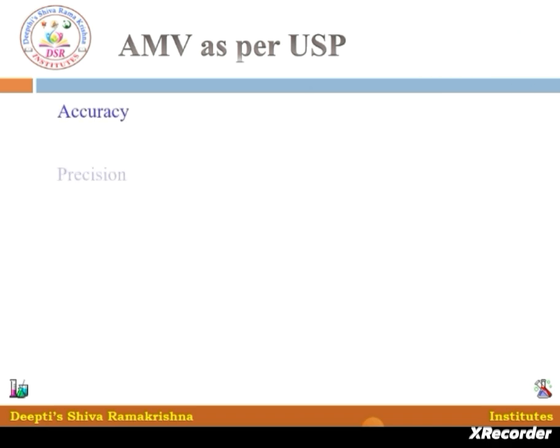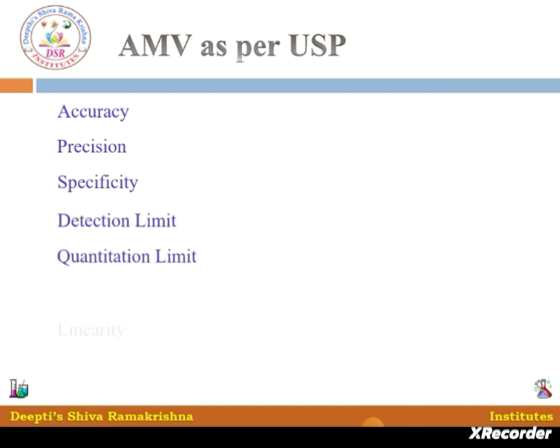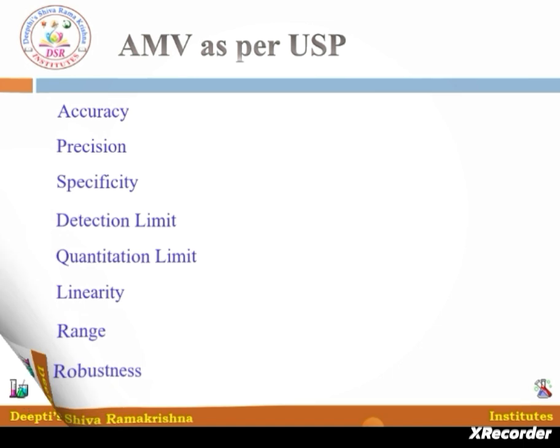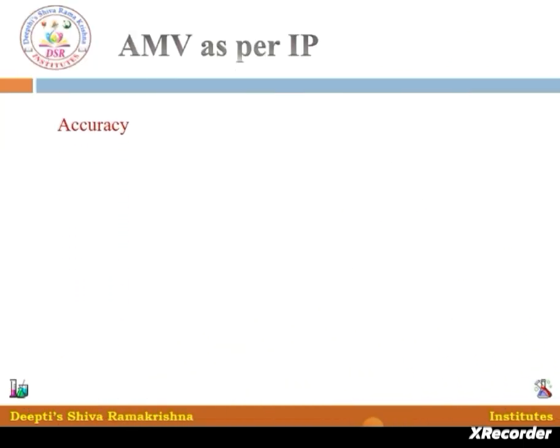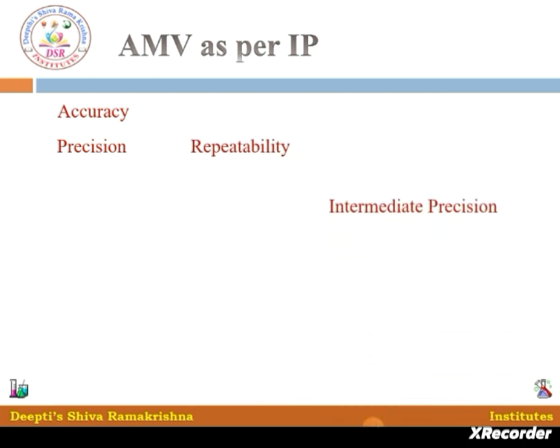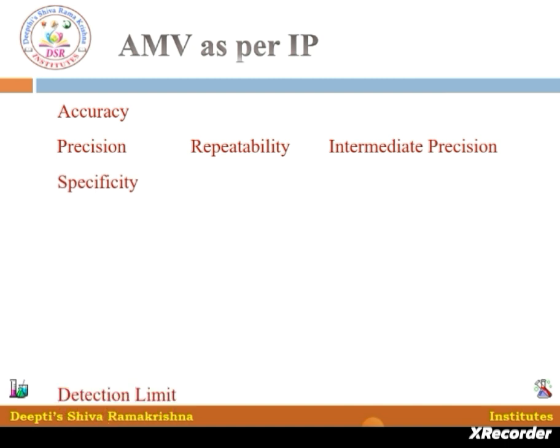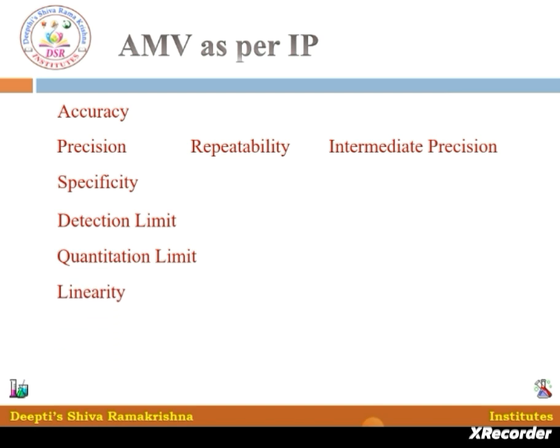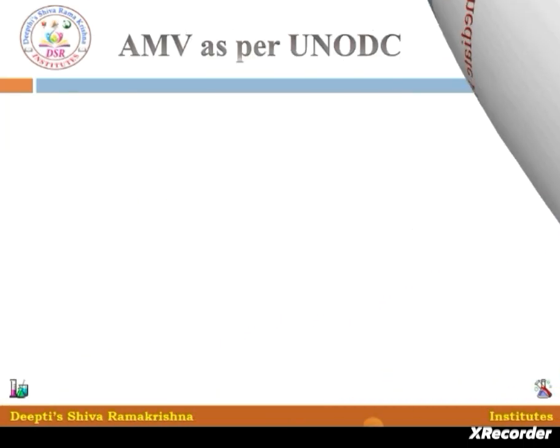The next one, USP. As per USP: accuracy, precision, specificity, detection limit, quantitation limit, linearity, range and robustness. These parameters are given in the USP guideline. The next one, IP, Indian Pharmacopoeia guideline. As per Indian Pharmacopoeia: accuracy, precision, repeatability, intermediate precision, specificity, detection limit, quantitation limit, linearity, range and robustness. As per IP, these are the parameters.